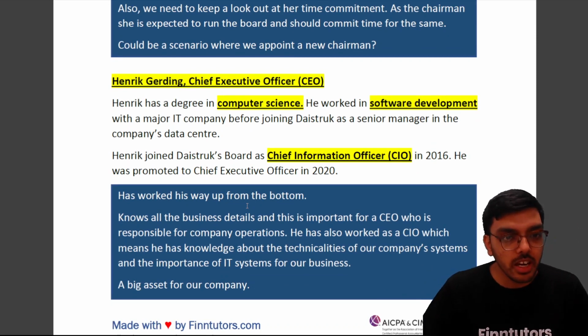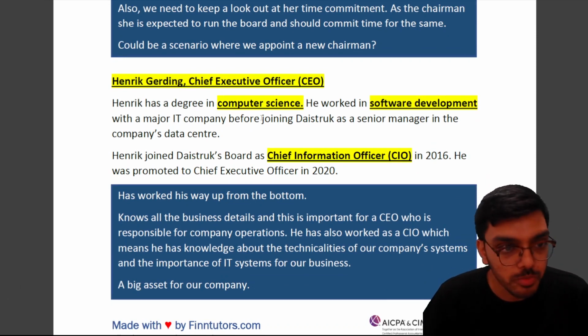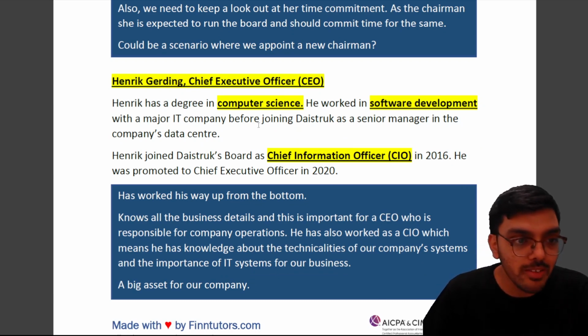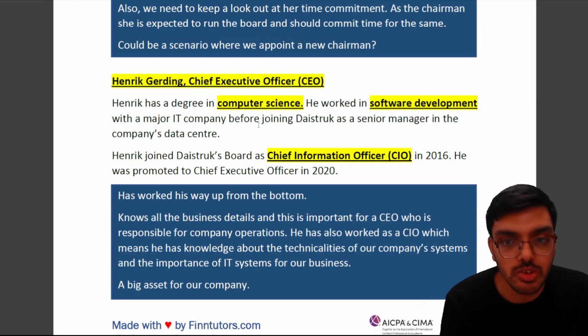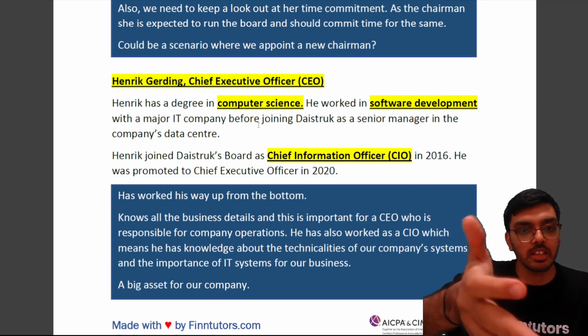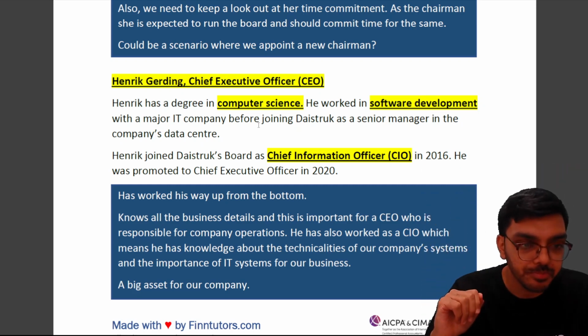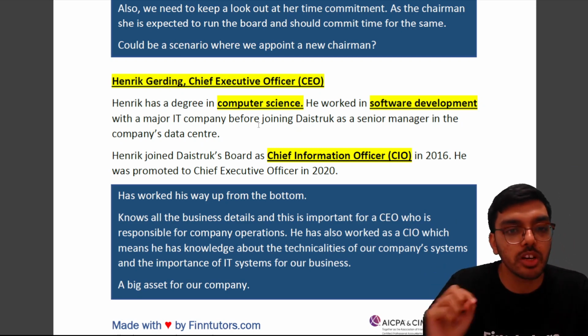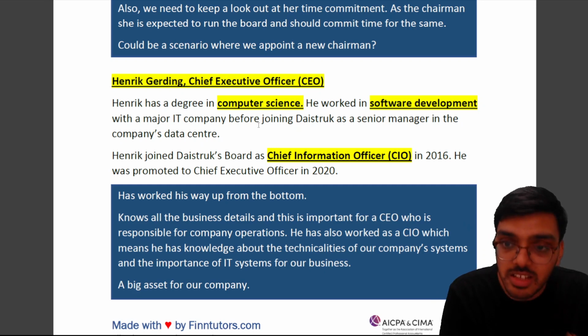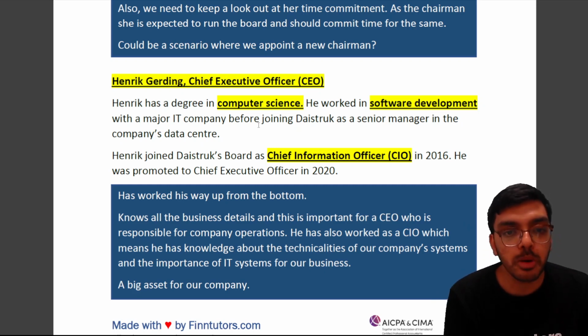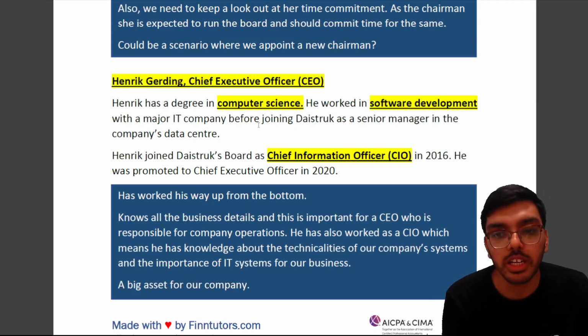Next, we have Henrik Gerding. He's the CEO. So Henrik has a degree in computer science. He worked in software development with a major IT company before joining Daistruk as a senior manager in the company's data center. So he went to the data center and then slowly worked his way forward. He joined Daistruk's board as the Chief Information Officer. So he joined as the CIO. He was promoted to CEO in 2020.